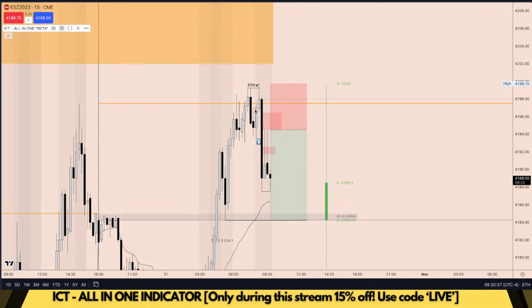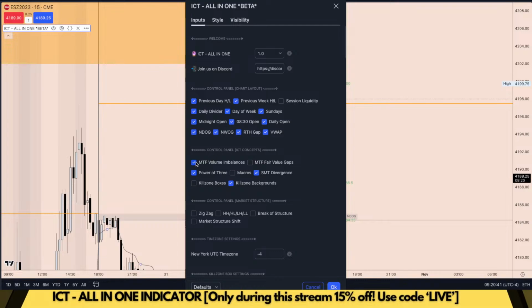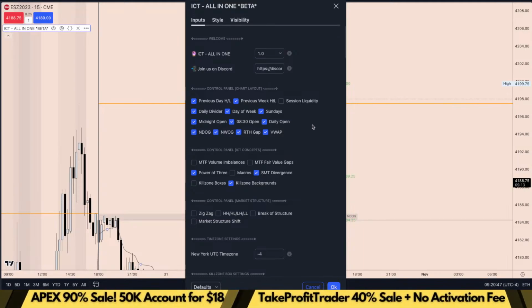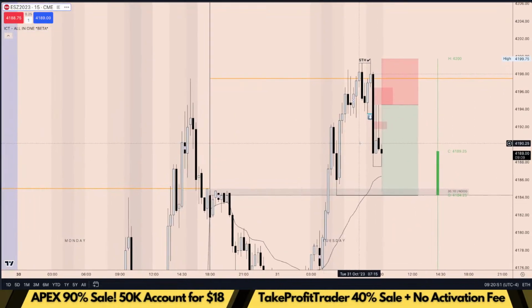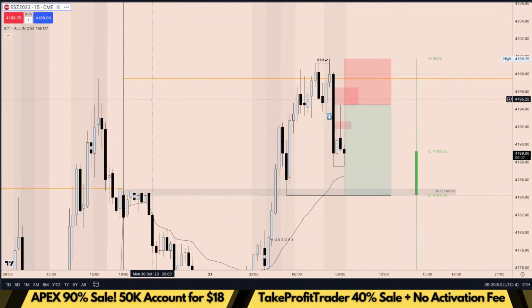What else would be interesting? Multi-time frame volume imbalances. Fair value gaps, not right now, not prior to the 9:30 open. Breakout structure and market structure, we do that in our minds. Regular trading hours opening gaps.